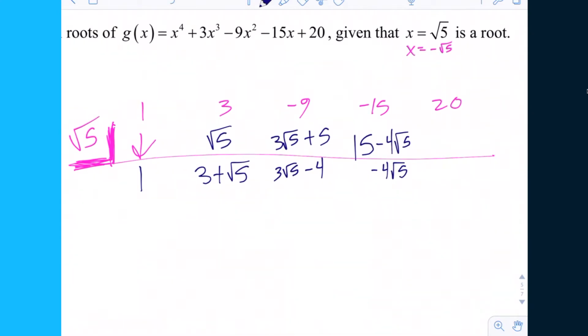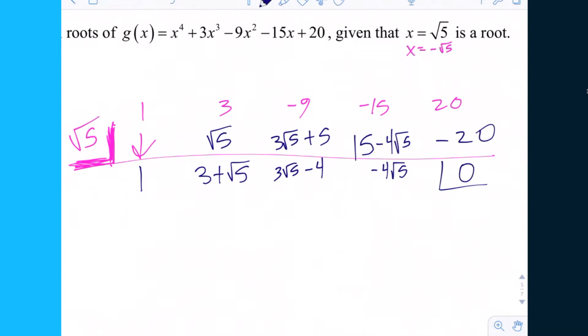Now we are hoping that we get a negative 20 here in this last column. Let's make sure we do. Square root of 5 times square root of 5 is 5, and the 5 times the negative 4 does in fact give us negative 20. And we do end up with 0 right here. So that was some good intel that we came across right there. Square root of 5 was in fact a root of that polynomial.